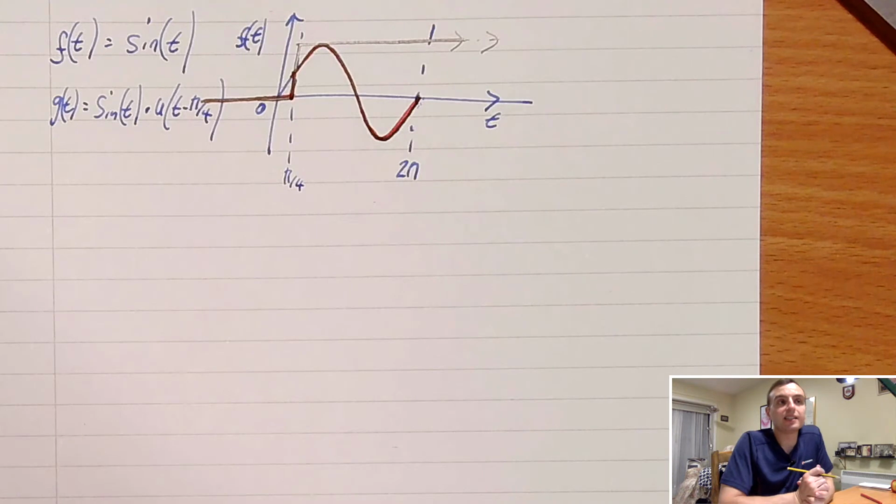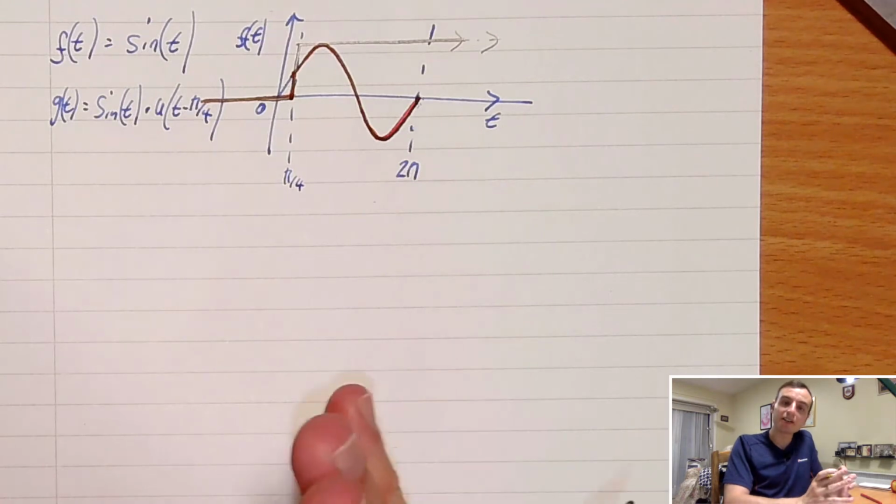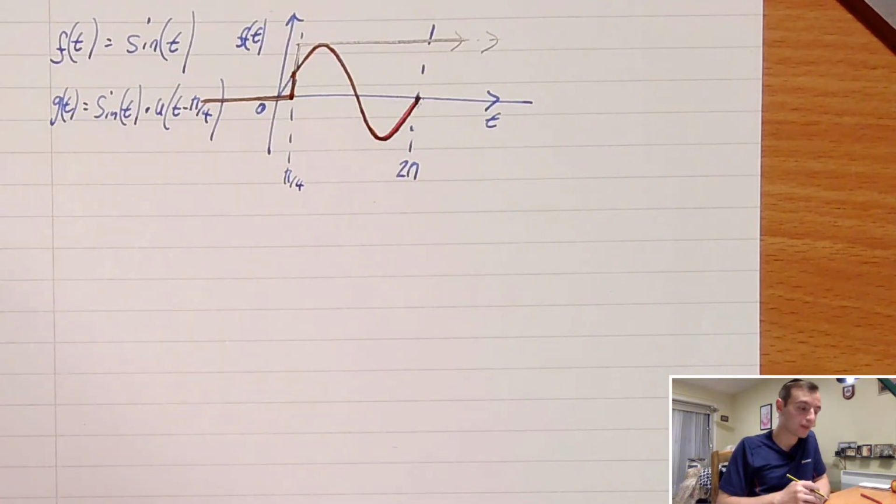Okay, now let's consider what happens when the argument of the original function is exactly the same as the argument of the Heaviside step function. So let's say we have sin(t − pi/4). We multiply that by u(t − pi/4). What does that look like? Well, let's have a look.